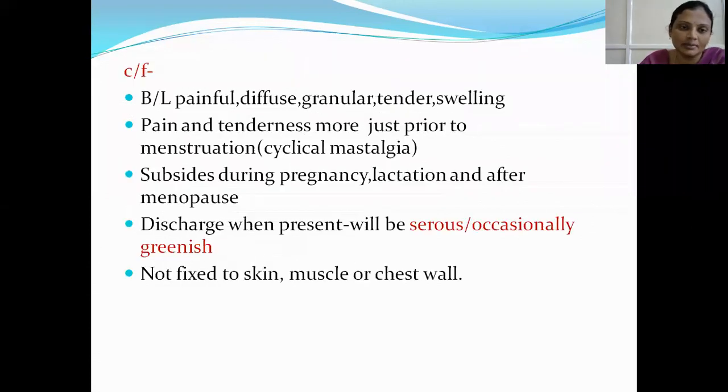Clinical features: bilaterally painful, diffuse, granular, tender swelling, with pain and tenderness more just prior to menstruation, hence called cyclical mastalgia. It subsides during pregnancy, lactation, and after menopause. Discharge, when present, will be serous, occasionally greenish, and the swelling is not fixed to the skin, muscle, or chest wall.